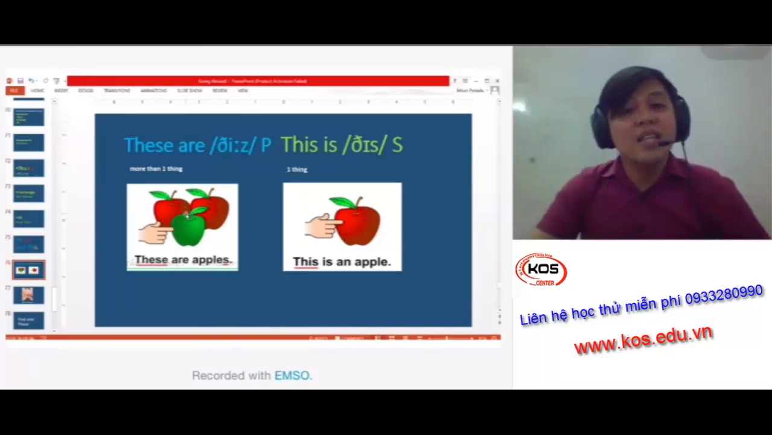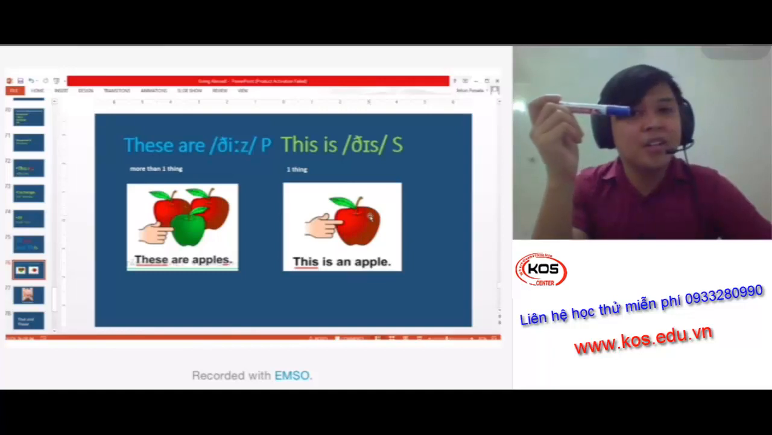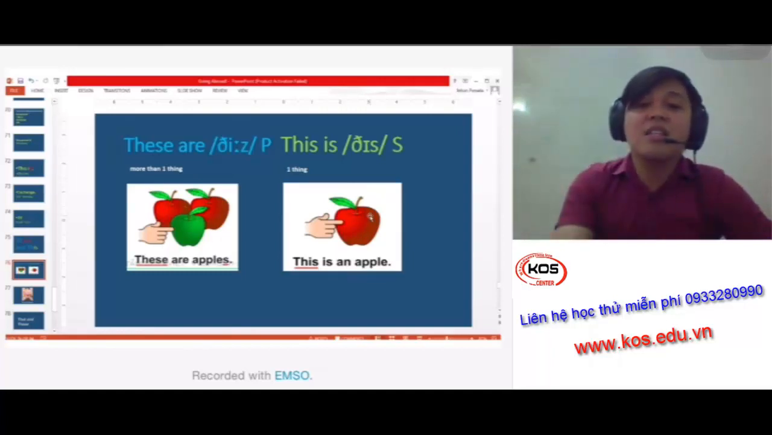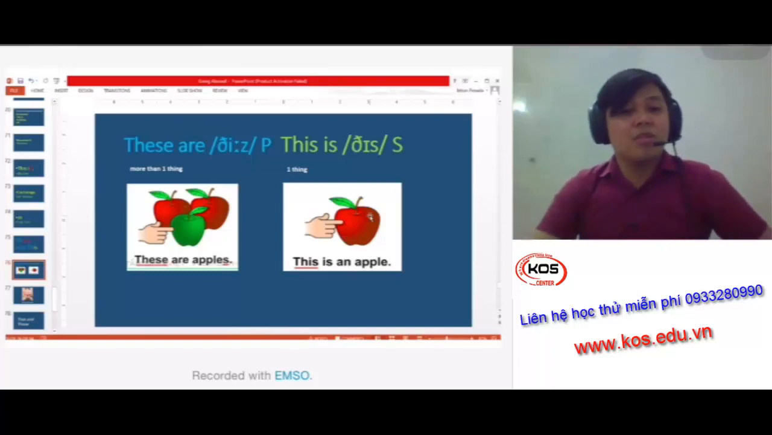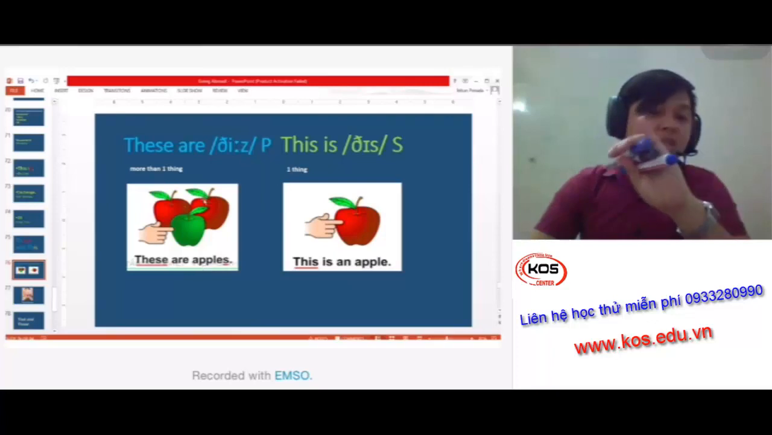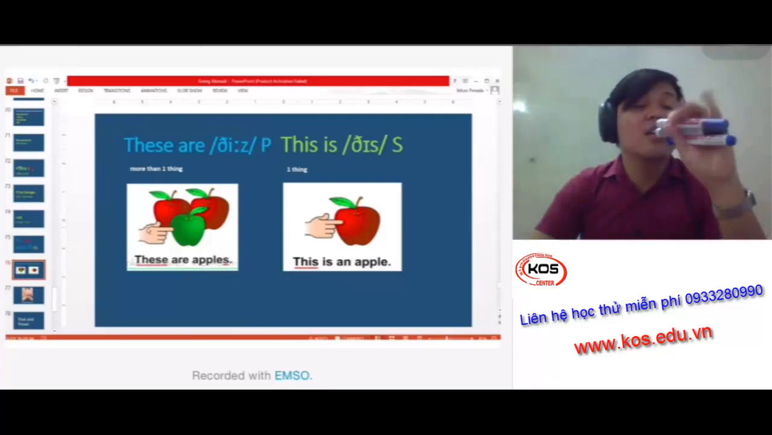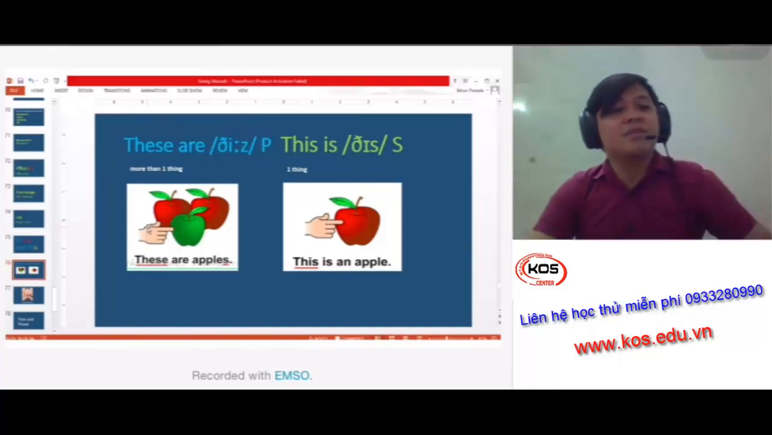And then this is if you have one thing. So this is a marker. Or in the picture you can say this is an apple and these are apples. So if I hold these three markers, I'll say these are markers.